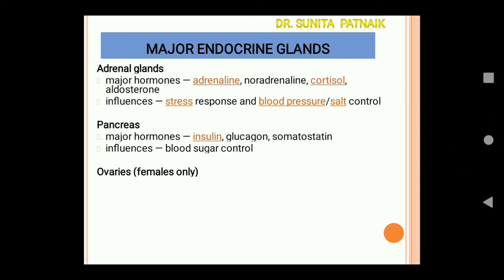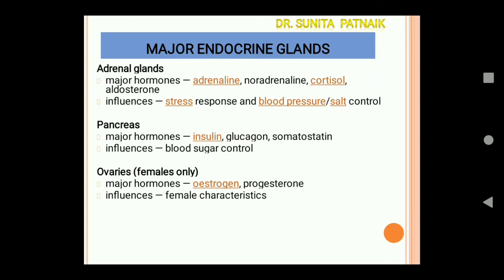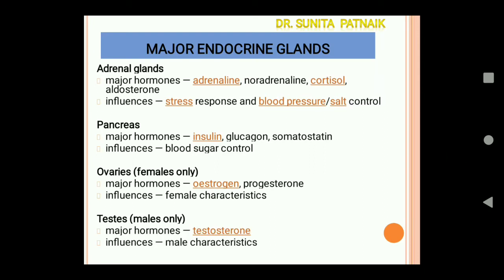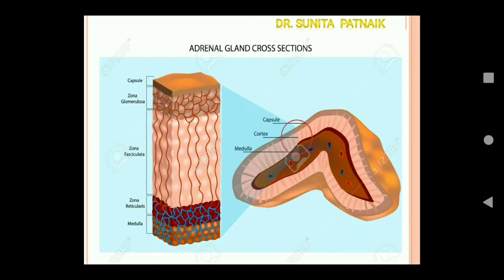Ovaries, which are present only in female, secrete estrogen and progesterone. Influences female secondary sexual characters. Testes, which are present only in males, secrete testosterone hormone and influence all male secondary sexual characteristics.